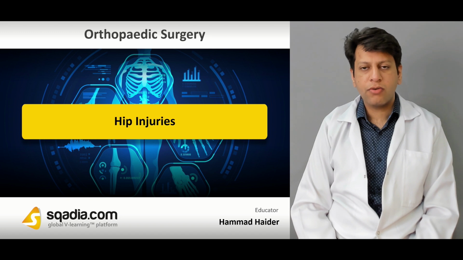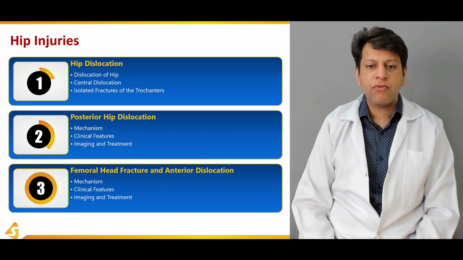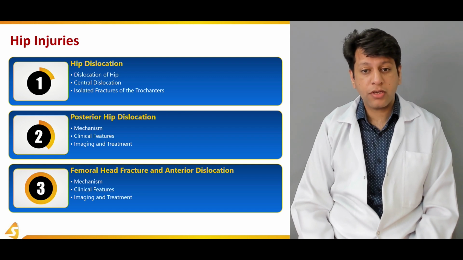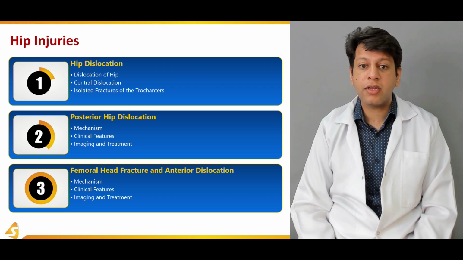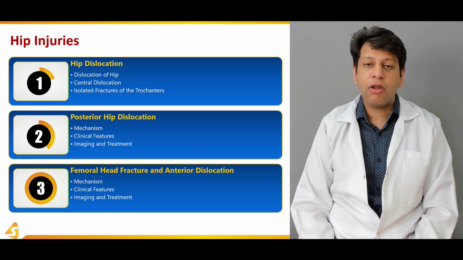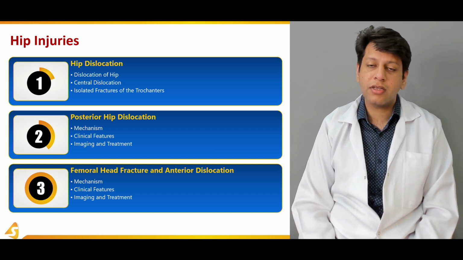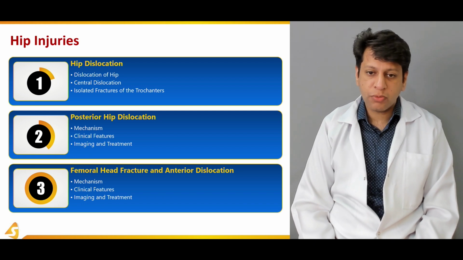Hamad Adil. Today our topic is hip injuries. We have three sections. In the first section we'll be discussing hip dislocation, what it is, and the different types of hip dislocation, that is the posterior, anterior, as well as briefly discussing the subtle hip dislocation. Along with that, we'll discuss the isolated fractures of the trochanter, the greater as well as the lesser trochanter, especially in young individuals as well as in older individuals.